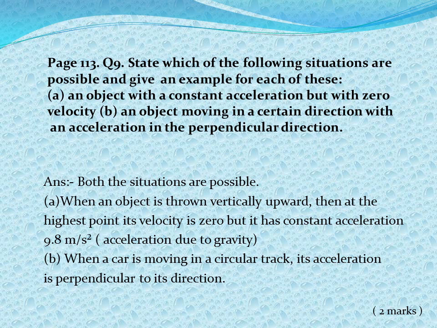A. When an object is thrown vertically upward, then at the highest point its velocity is zero, but it has constant acceleration 9.8 meter per second squared, acceleration due to gravity. B. When a car is moving in a circular track, its acceleration is perpendicular to its direction.